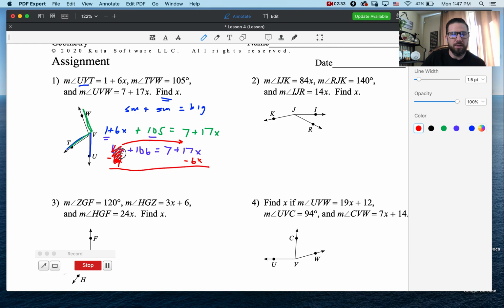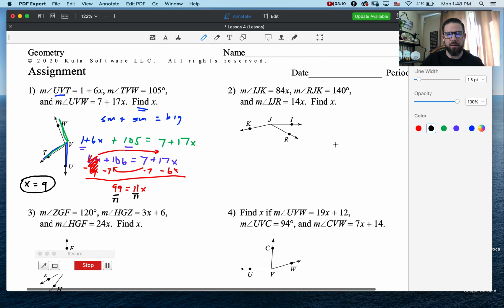Which means, let's go ahead and move this 7 over to this side by minus 7, minus 7. So 106 minus 7 is 99, and 17x minus 6x is 11x. It looks like our last step would just be to divide by 11, divide by 11. It's supposed to be a 9, and x equals 9. That may have been a little confusing to you just because it's our first problem, but we're going to continue to practice.